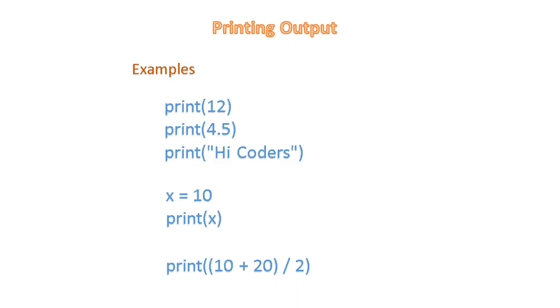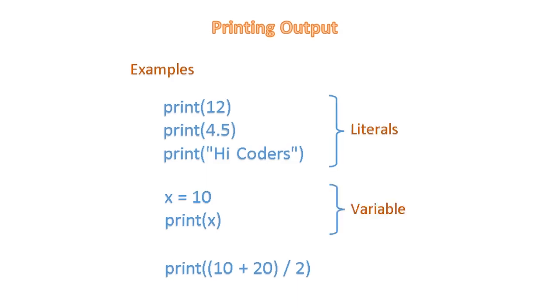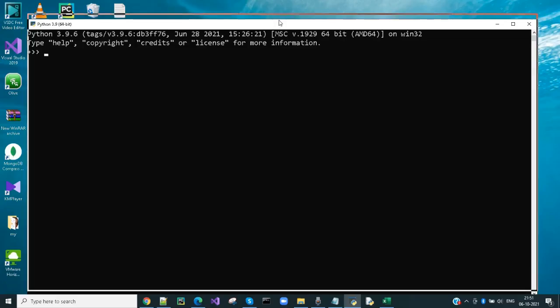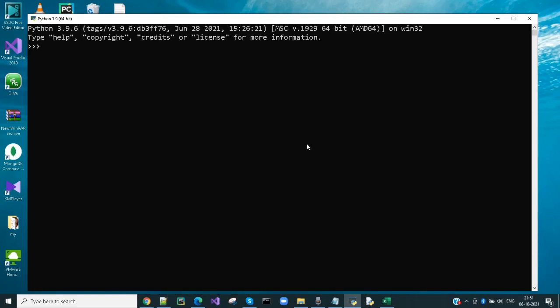These are examples of printing literals such as integer, float, string, etc. Printing variables and printing an expression. Let's see a demo on printing single objects. Printing an integer, printing a float, a string with single quotes, a string with double quotes.